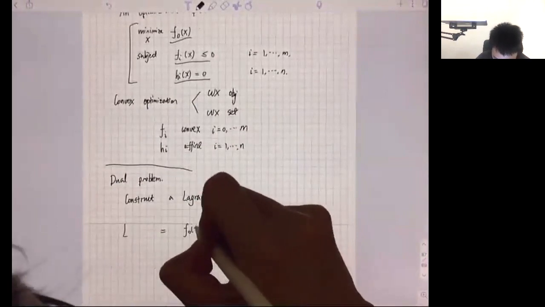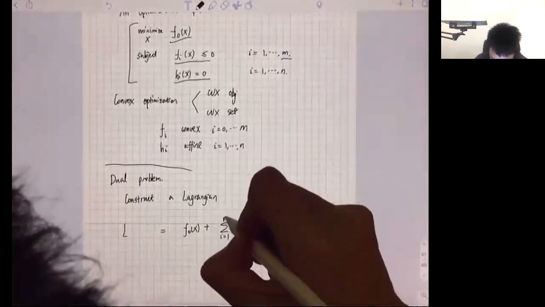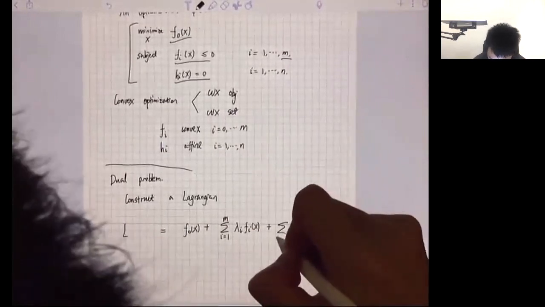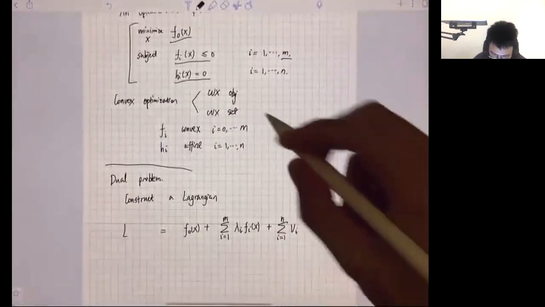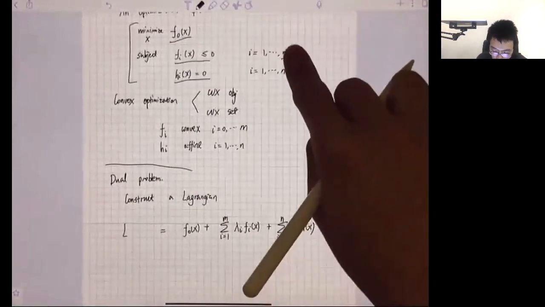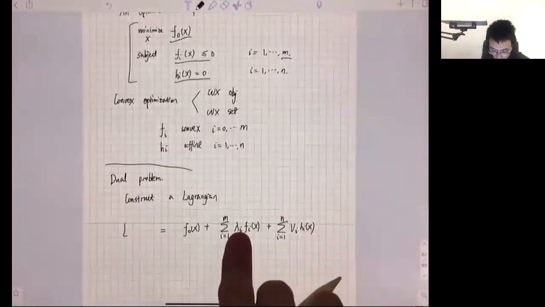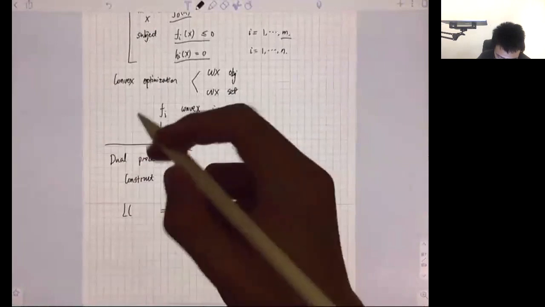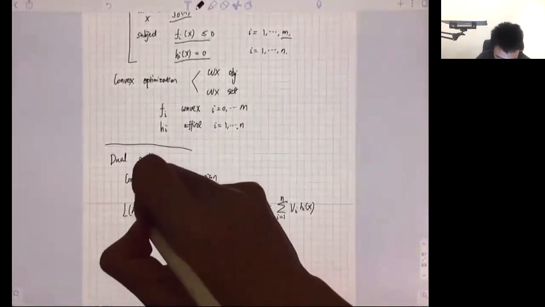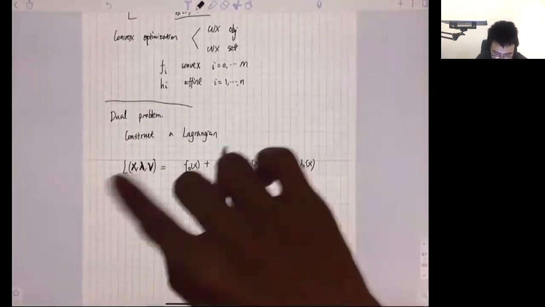Lagrangian is f naught of x plus the summation over i from 1 to m. I have m many inequality constraints, lambda i, fi of x, plus the summation of nu i, hi of x. Okay, I have every inequality constraint and every equality constraint as soft penalty. And here I have m many, and here I have n many, so I have m and n, okay, summation. Where for each of the equality and inequality constraint, I have a multiplier, which is lambda and nu. So now the Lagrangian becomes a function of your x and lambda and nu. Here the lambda is a vector, and nu is also a vector, okay? So the lambda is lambda 1 up to lambda m. Nu is nu 1 to nu n, okay? So this is the Lagrangian.